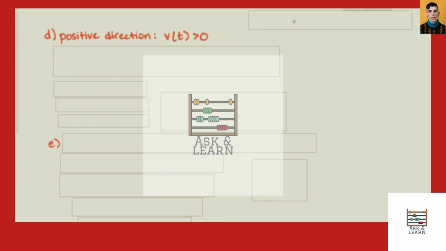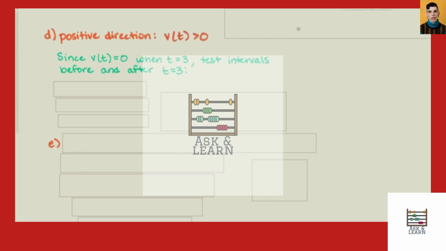For part D, we want to know when the particle is moving in the positive direction. And it will be moving in the positive direction if the velocity is positive. So what we do is we take the information from the previous part. We found out that the velocity was 0 when the time was 3. And what we do then is we make test intervals before 3 and after 3 to figure out what the velocity is doing. So before 3, we have the interval from 0 to 3.